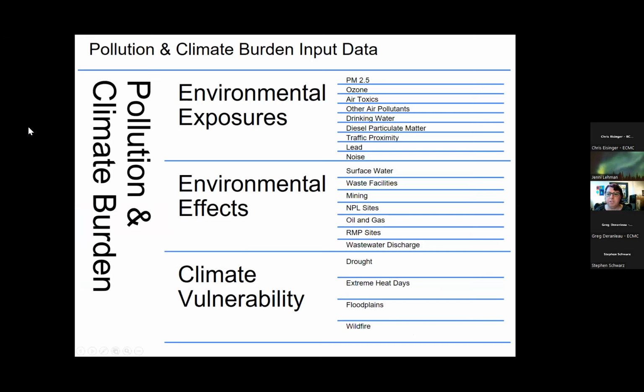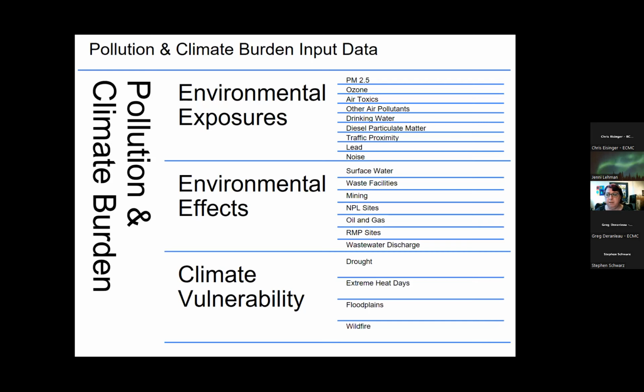All right, so what does pollution and climate burden mean? There's environmental exposures. These are things such as particulate matter, ozone, air toxics in the air, drinking water quality, traffic proximity, lead exposure, noise. So some of these obviously apply more to oil and gas than others, but the point of all of these combined is that they give a clear picture, as best we can at the moment, of how exposed a community may be to these various items.